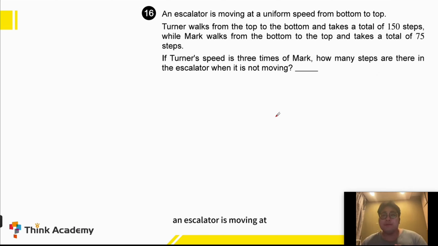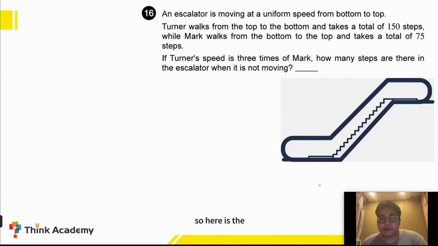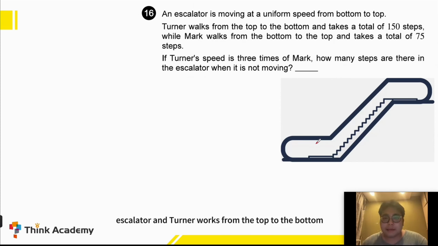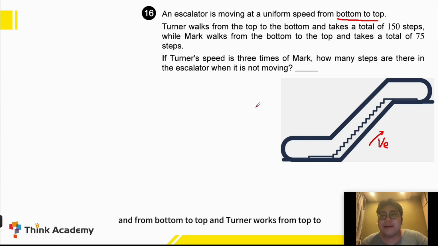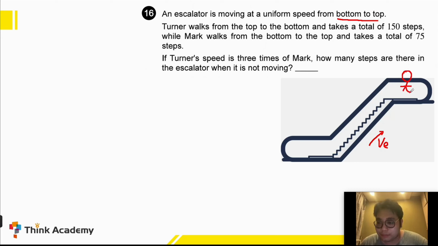An escalator is moving at a uniform speed from bottom to top. Here is the escalator, and Turner works from the top to the bottom. So it's moving from bottom to top, and I can write it down. This is VE. The direction is from bottom to top, and remember, speed has direction, right? And Turner works from top to the bottom. This one is Turner. He runs from top to bottom.